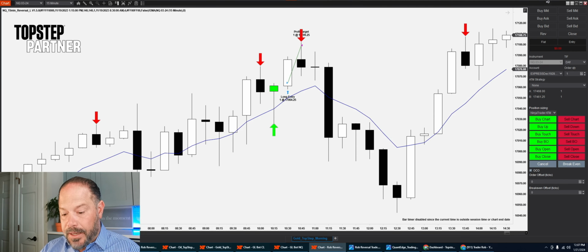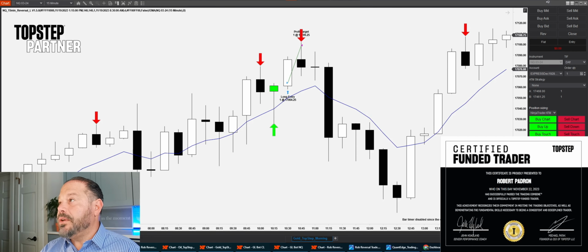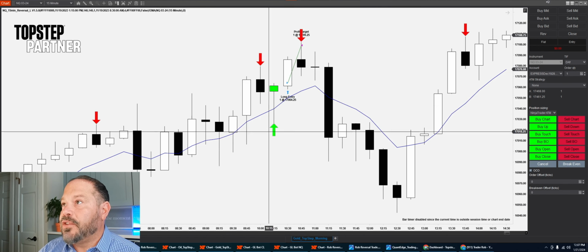I will show you guys a little bit later my Top Step account with exactly the scenario, or I should say the data behind these trades and how I was able to take my eval account, pass it, and go get funded. So that's that trade right there.